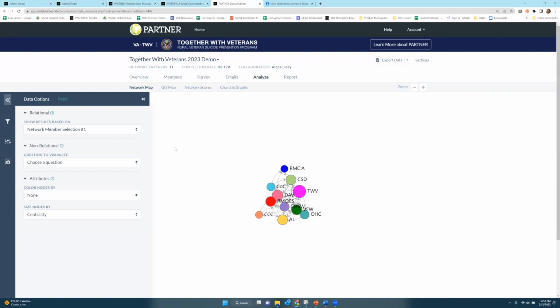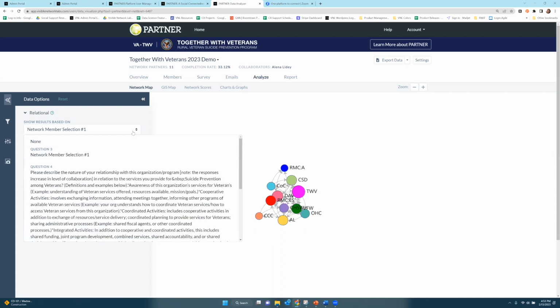So the circles represent organizations that were invited to take the network survey. And then the lines between those circles represent a relationship that was reported. And so you can select to filter down to narrow specifically to a specific type of relationship that was reported, or right now it's just showing any and all relationships that were reported.